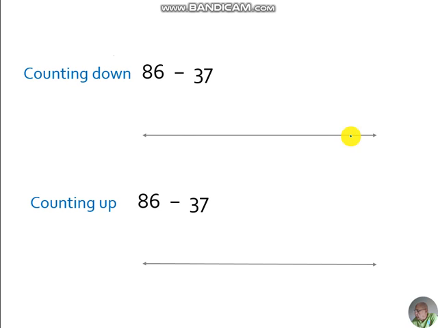Counting down, I start with the big number here, 86. For counting down, I subtract the small number here, this one, 37. For counting down only, you write this in expanded form, decomposing. The value of 3 is 30, and the value of 7 is 7.